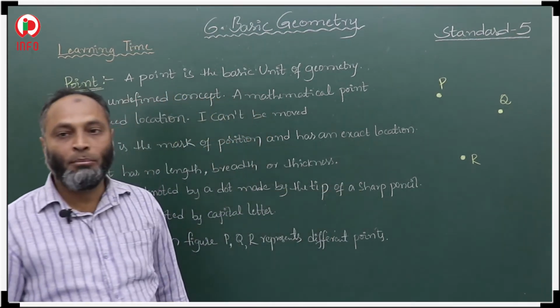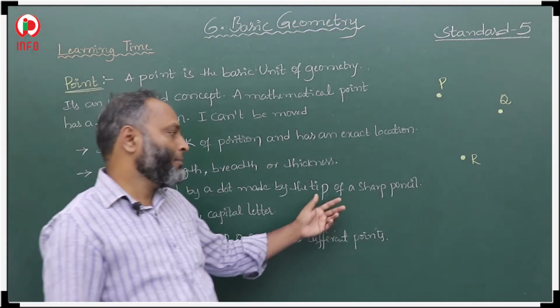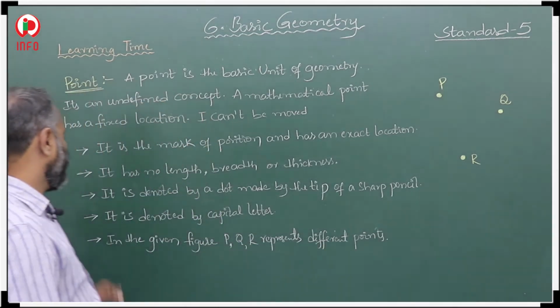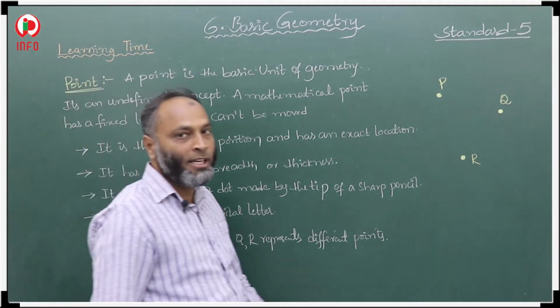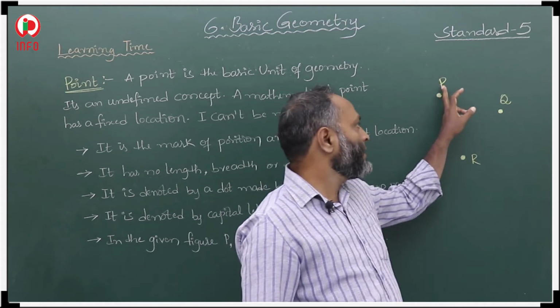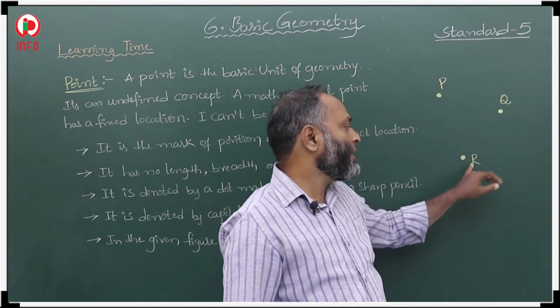Tip of sharp pencil. Then the fourth one: points are denoted by capital letters. Here you see, point P is there, point Q is there, point R is there.